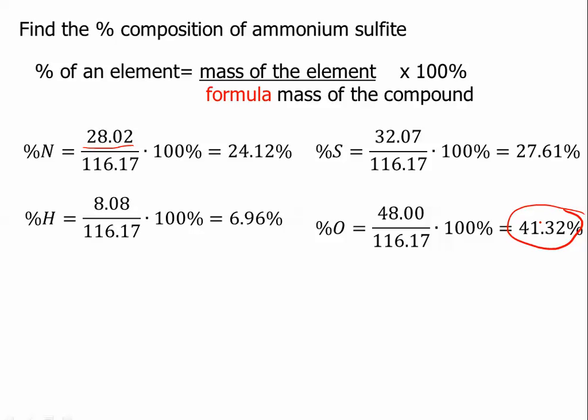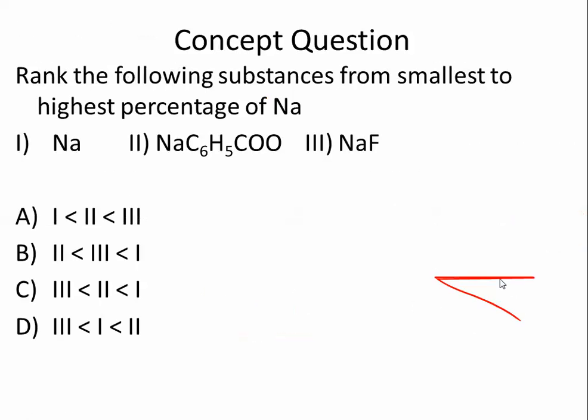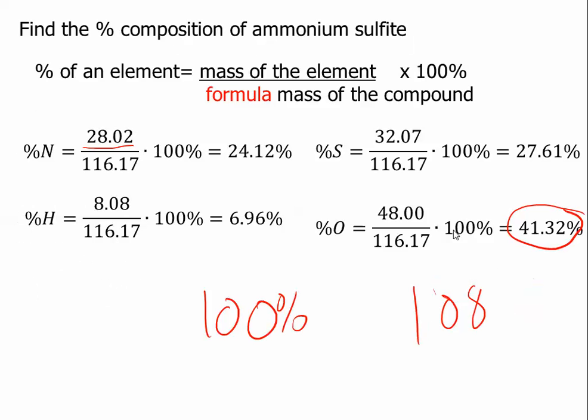And then the other thing is, if you add these up, what should all of these add up to? They should all add up to roughly 100%. Now you might be off by a few hundredths just from rounding, but if you add these up and you get like 108%, something's gone wrong, all right?